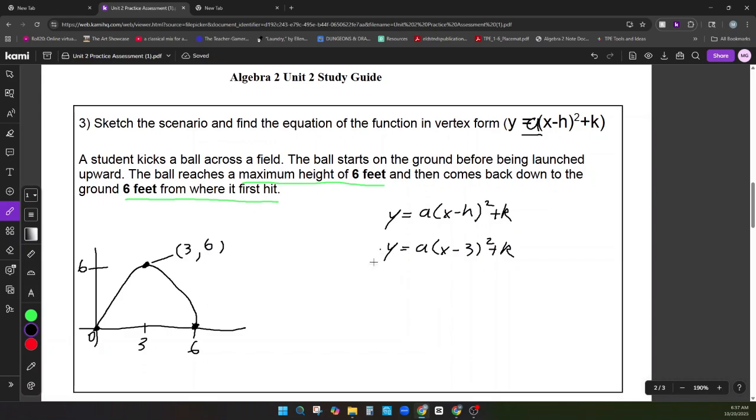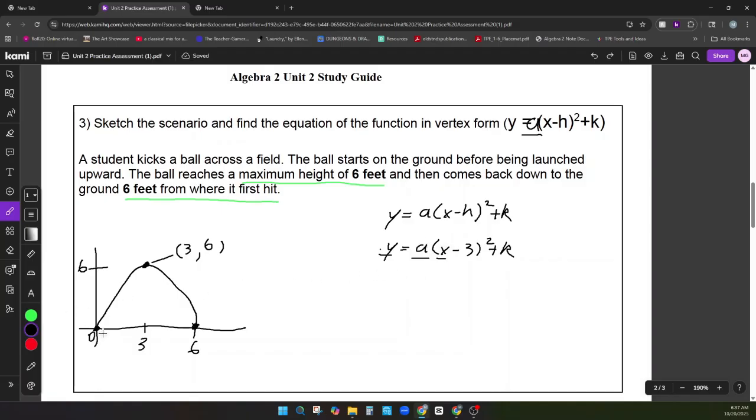Okay, so I have my vertex in there. The only thing I need to solve for now is my a. And I need to do that by choosing a point from my sketch that I know my graph goes through and plugging in for my x and y. I cannot solve for 3 variables at once, so I need to eliminate 2 of them so that I can then solve for my a. So what does that look like?